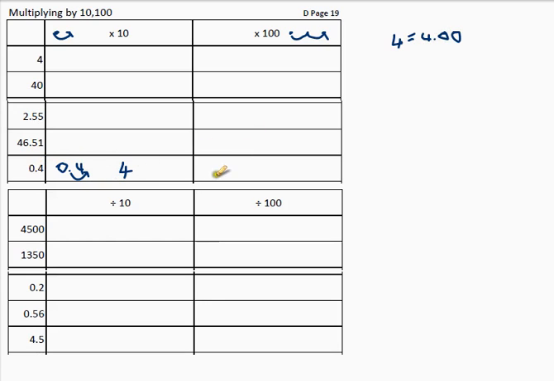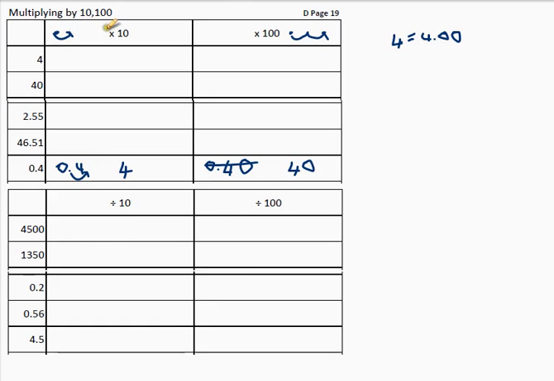Okay, if we take 0.4 and we times it with 100, the point will move 1, 2. What's going to be quite helpful is just to write a 0 there and move the point 1, 2. So it will become 40 point. In other words, just the 40. We don't need that point, okay? So that is our answer, 40.